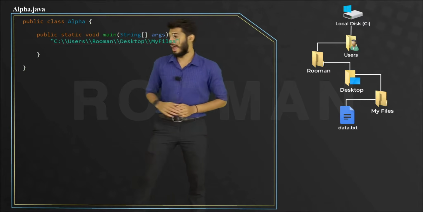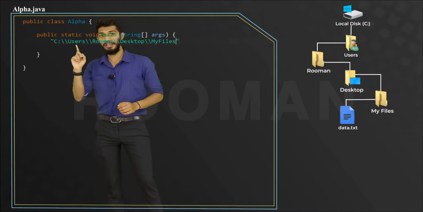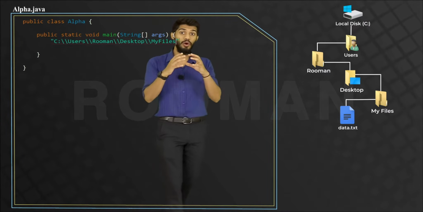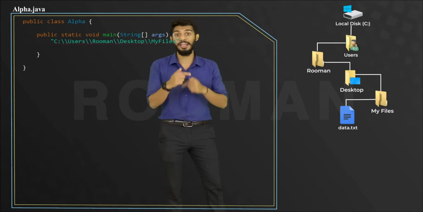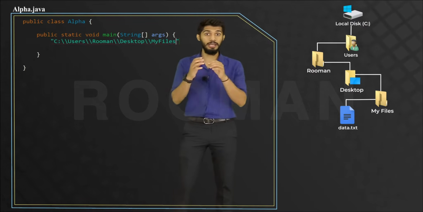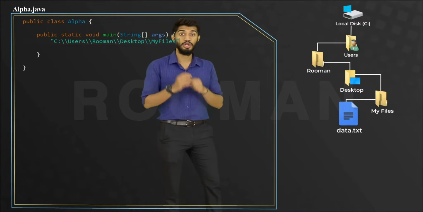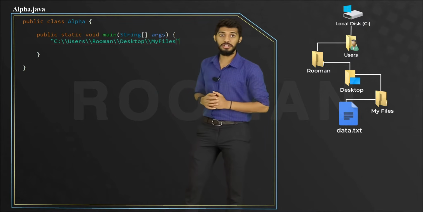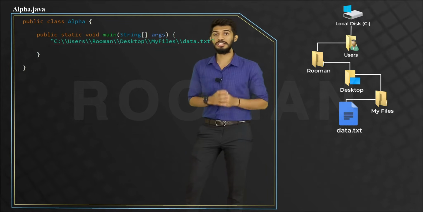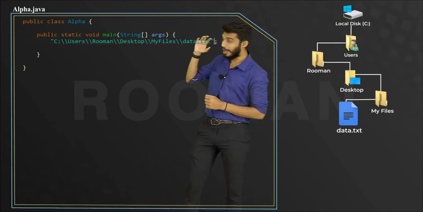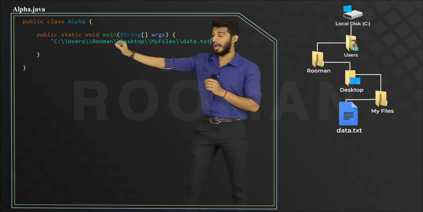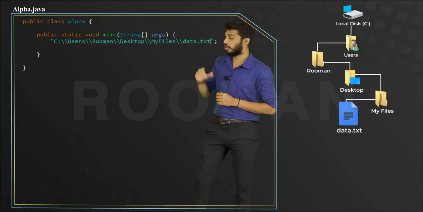If you observe, I have C, and inside that there is users, and inside that it's Roman, then desktop, then my files, same as given over there. Now, what I need to refer to is that particular file which is inside my files, and the name of that file is nothing but data.txt. So I need to put two slashes, and after that say data.txt. Yes. Now what it basically means is the last file that you have, I am actually referring to this. So this particular path is an absolute path of this particular file.